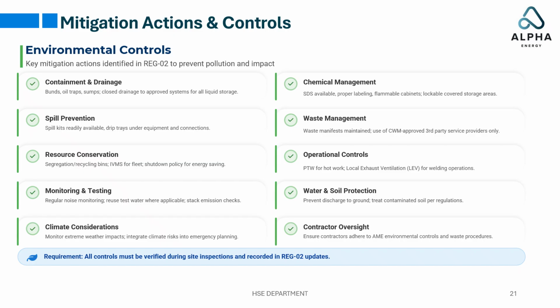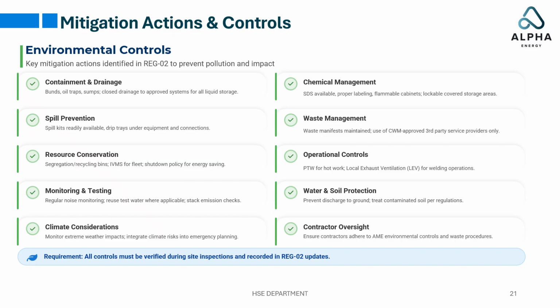Mitigation actions and controls identified in Reg 02 are implemented to prevent pollution and minimize environmental impact across Al Masood Energy operations. These environmental controls include proper containment and drainage systems, such as bunds, oil traps, sumps, and closed drainage connected to approved systems for liquid storage areas. Spill prevention measures are also required, ensuring spill kits are readily available and drip trays are used under equipment and connections. Resource conservation practices include waste segregation and recycling bins, the use of IVMS monitoring for fleet efficiency, and shutdown policies to reduce unnecessary energy consumption.